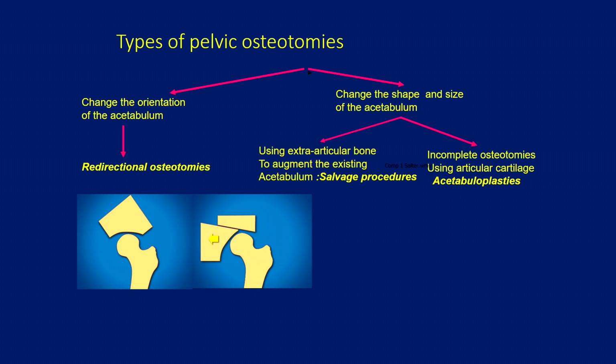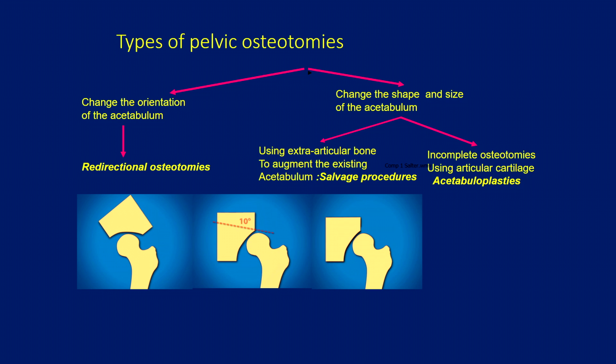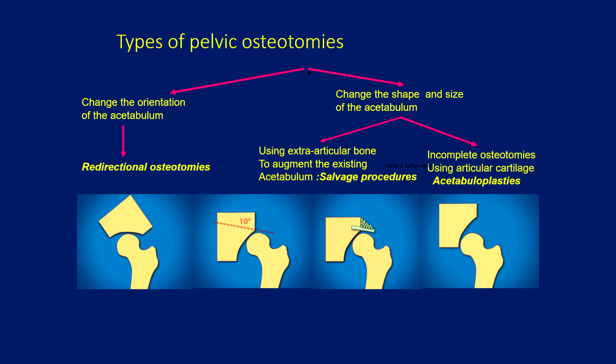The other type of the salvage procedure, it is the shelf procedure. And the shelf procedure, it is not really an osteotomy. What you do is you add some bone graft here to increase the coverage of the femoral head. It's an excellent procedure. Again, it's not considered a salvage. It's done more and more now in cases of Perthes disease, in cases of CP, with uncoverage of the femoral head. The last big subgroup, which are the acetabuloplasty, and that's you change again the shape and the size of the acetabulum. And here it includes the Dega osteotomy and the Pemberton osteotomy. And essentially, what do you do?